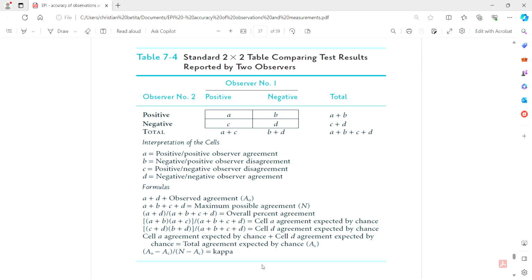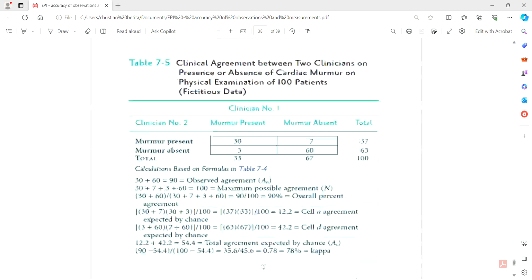Okay. So by way of illustrative example, if you have two clinicians who are detecting the presence of a heart murmur, observed agreement is 90, so 30 and 60. So 30 for the murmur is present and 60 for the murmur is absent. Maximum possible agreement is 100, so they just simply added the four squares. Overall percent agreement, that's 90 divided by 100, so that's 90%. So clinician 1 and 2 agree 90% of the time.